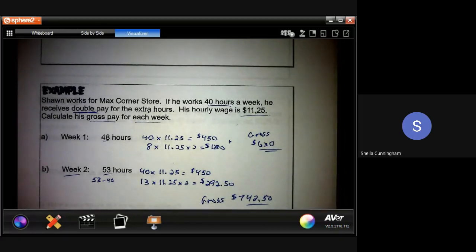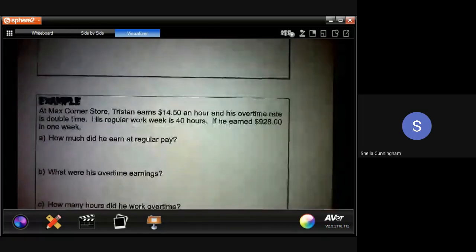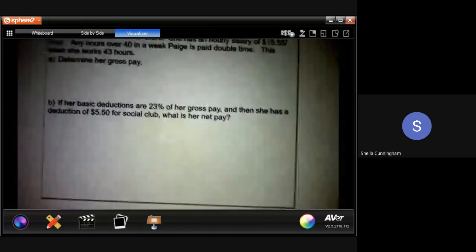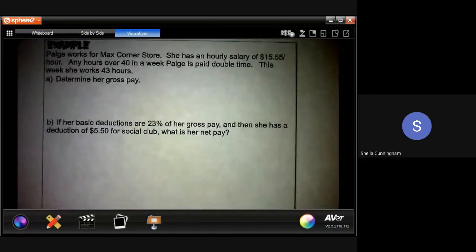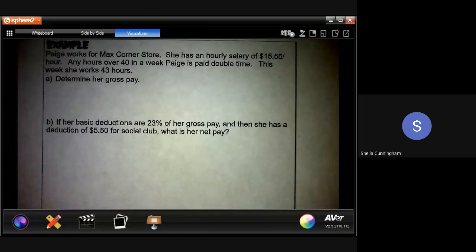So double time and time and a half are very similar to one another in terms of calculations and figuring it out. So you have to be very cautious of what the question is asking for and be aware of what overtime rate is being addressed, whether it be time and a half or double time.